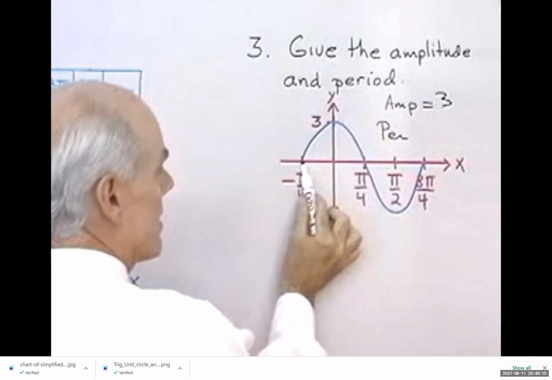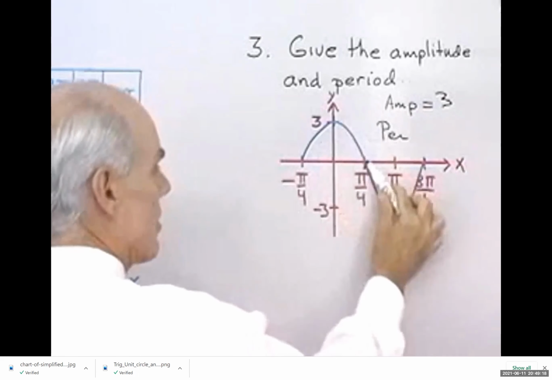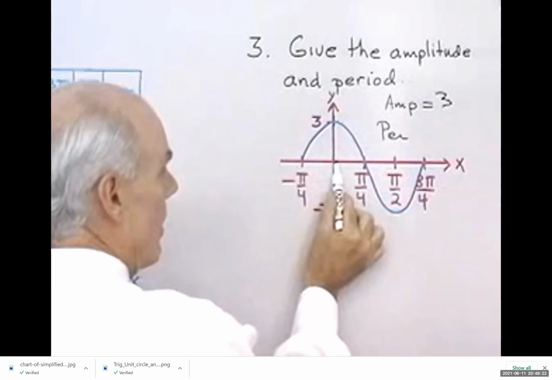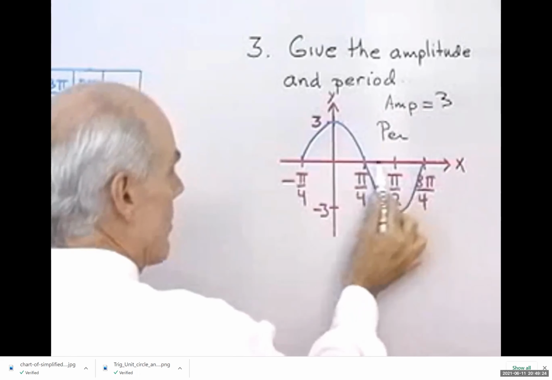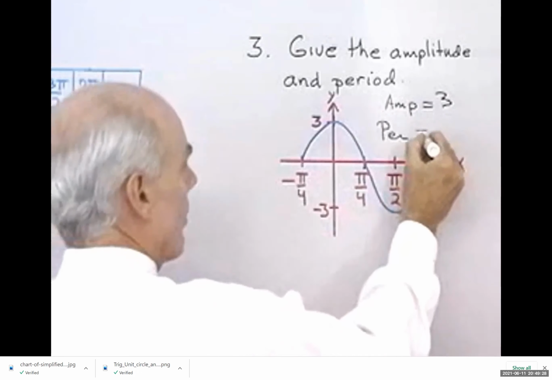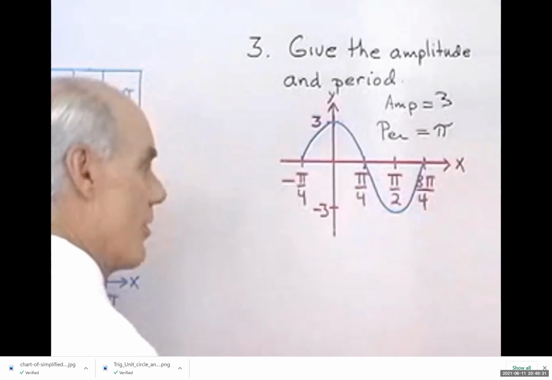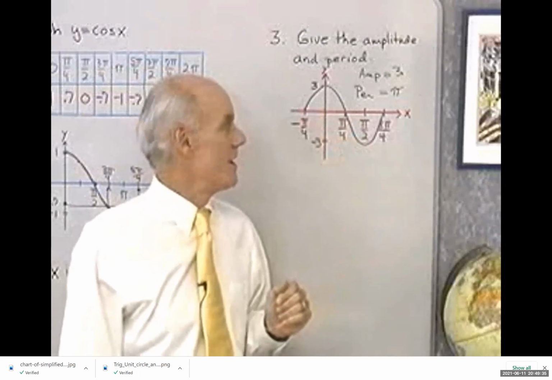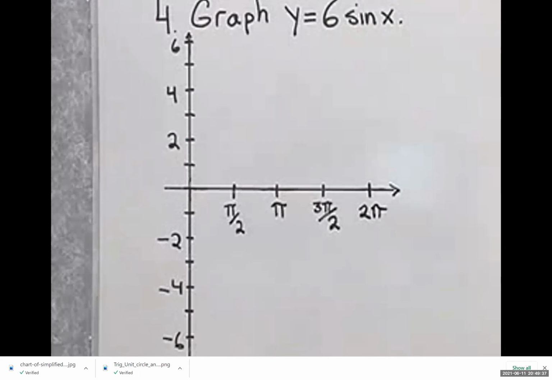And then the period is the distance on the x-axis it takes to go through one complete cycle. Well, here is a length of pi over 4 and another 3 pi over 4. So 3 pi over 4 plus another pi over 4 gives me 4 pi over 4, or pi. So that graph has a period of pi and an amplitude of 3. I'm going to walk over to the board now and work another problem.